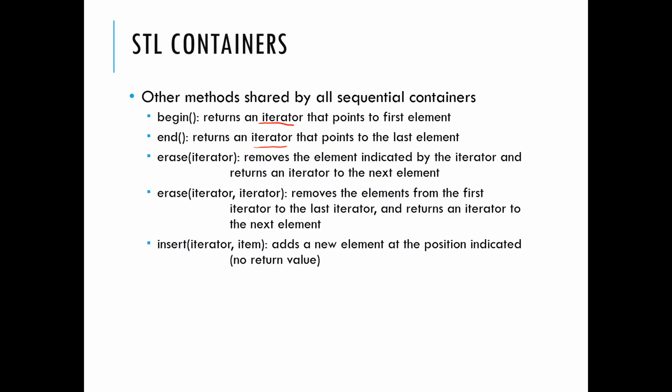I can erase at a particular iterator, erasing from the iterator. So it's erasing the element that's pointed to by the iterator, and returns the iterator at the next element. I just move it over by one and say that this is the iterator at the next position.